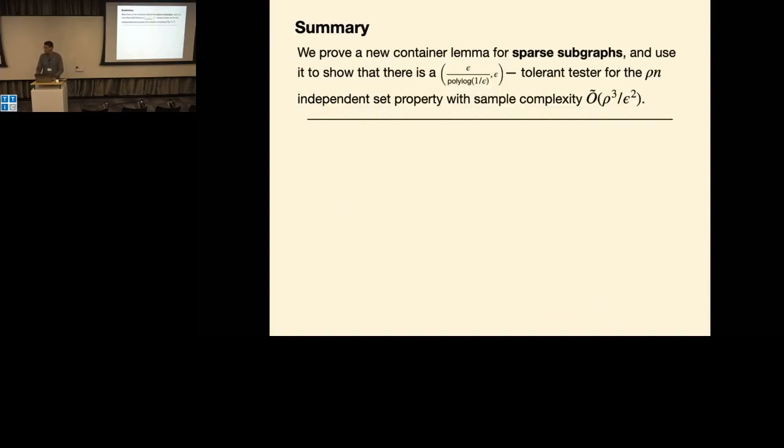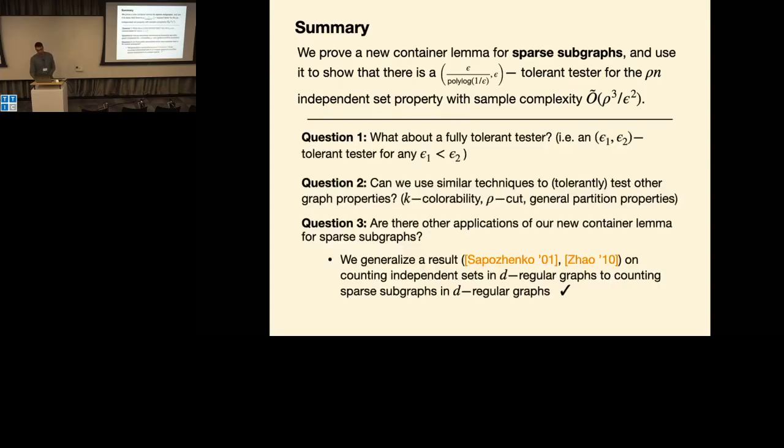Okay, so just to summarize, we gave this new container lemma for sparse subgraphs. This gave us a tolerant tester with the same sample complexity as the standard testing bound. Some of these are open questions, one of which is a fully tolerant tester, but maybe I'll just leave it at that. So thank you.